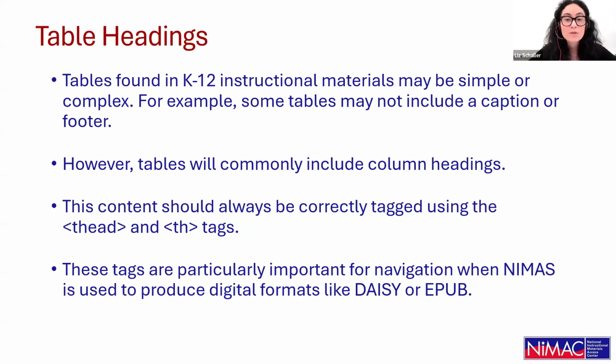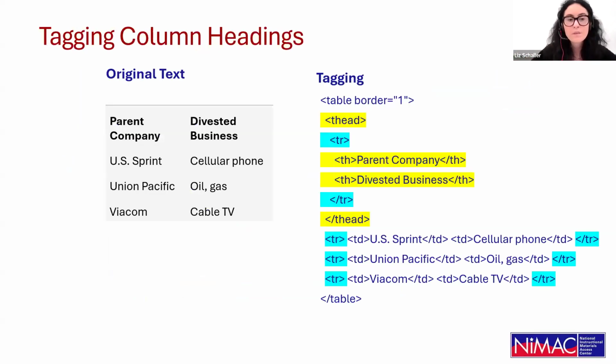Tables in instructional materials for K through 12 might be simple or they might be complex. Some may or may not include a caption or footer, but tables will commonly include column headings. And it's incredibly important to utilize the correct heading tags for these because this is how we ensure that the navigation in digital formats that are produced from NIMAS like DAISY or EPUB, that they're able to be navigated correctly. So you can see here an example on the left of a table formatting, and then on the right, you can see how that is tagged in the XML file.